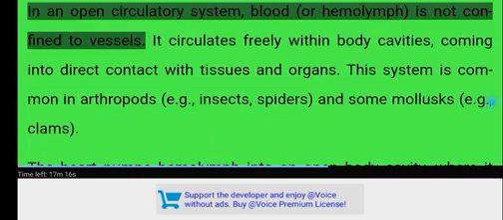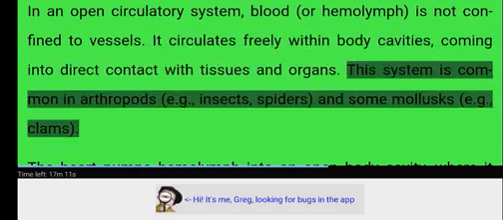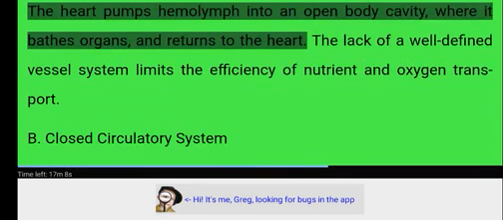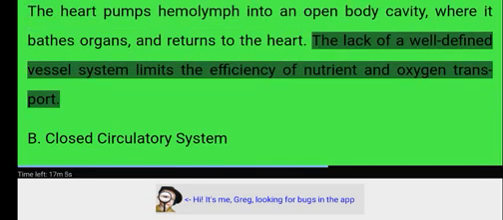A. Open circulatory system. In an open circulatory system, blood or hemolymph is not confined to vessels. It circulates freely within body cavities, coming into direct contact with tissues and organs. This system is common in arthropods, e.g., insects, spiders, and some mollusks, e.g., clams. The heart pumps hemolymph into an open body cavity, where it bathes organs and returns to the heart. The lack of a well-defined vessel system limits the efficiency of nutrient and oxygen transport.